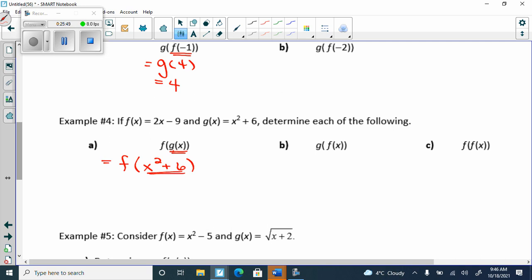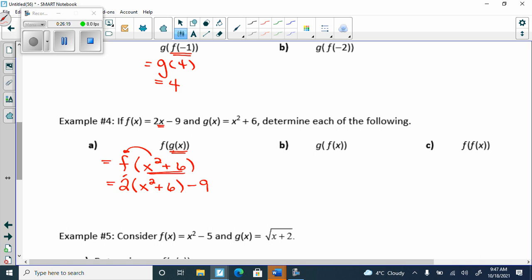Now, what is our rule? Whatever's in the bracket has to go in for the x's in whatever is in front. So this has to go into the x's for f of x. So f of x is 2x minus 9. So instead of the x, I'm going to put in x squared plus 6. So I'm going to go 2, that stays the same, x squared plus 6. Whenever I put in an input for a function, you have to put it in brackets. So whenever you do substitution, you always bracket it. And then minus 9 stays the same.